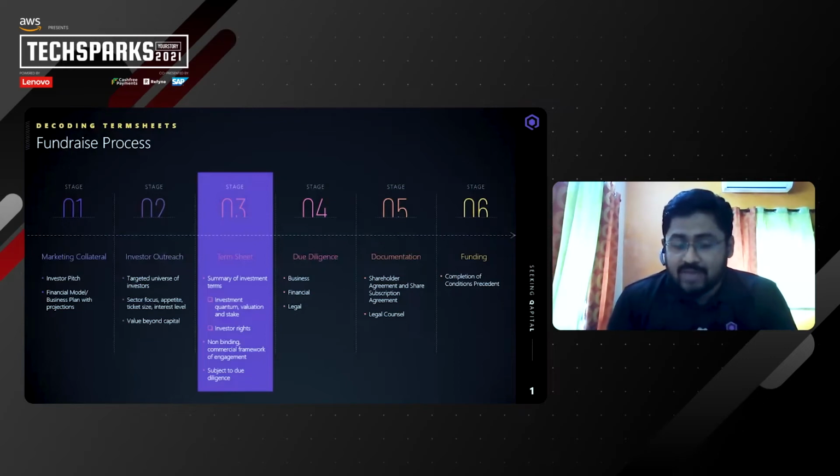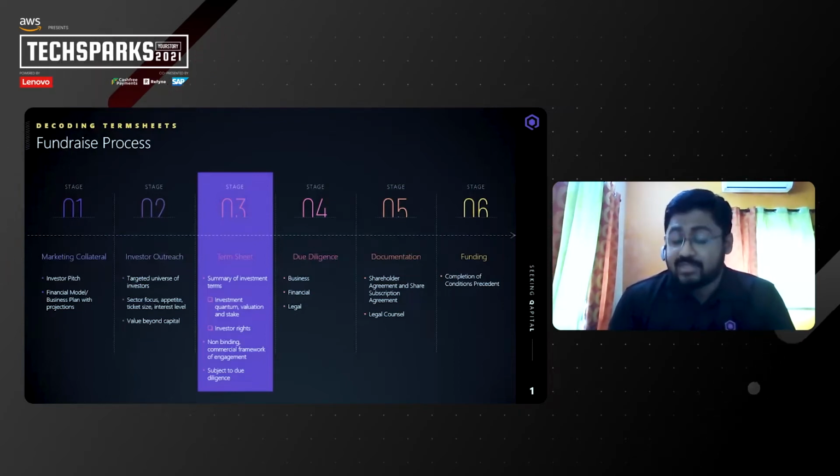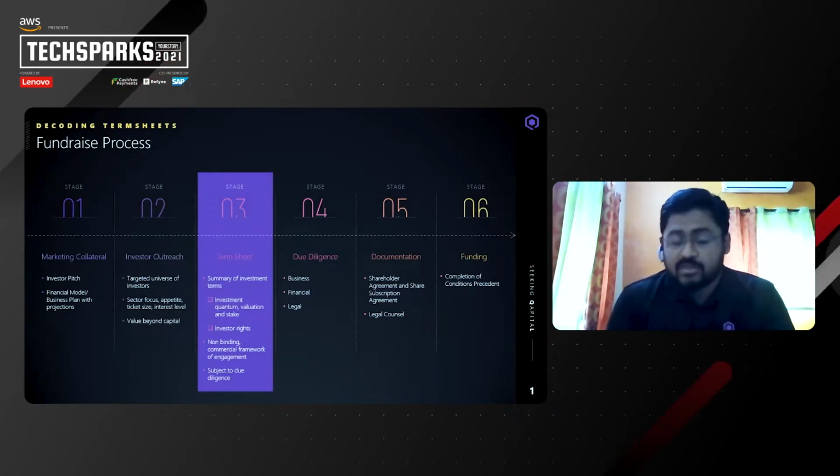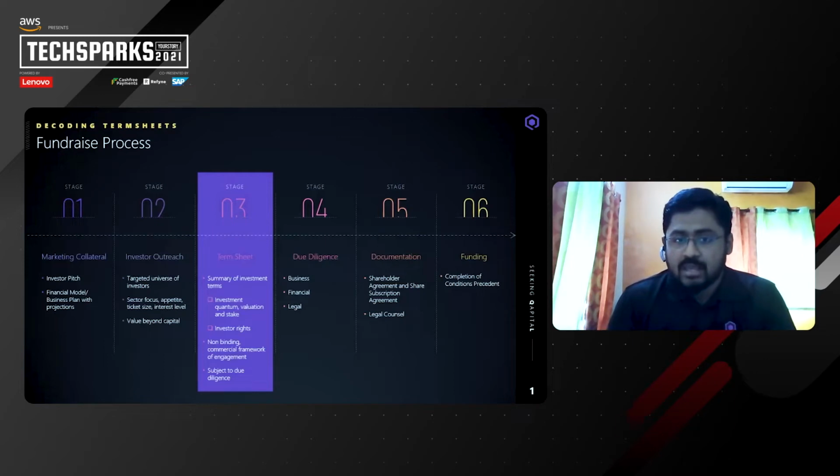Apart from the valuation and stake, what's also critical for founders to understand are the investor rights, because there will be several rights which professional investors will ask for when they invest in you. And it's important to understand their implications, and I'll be covering that in my later slides.